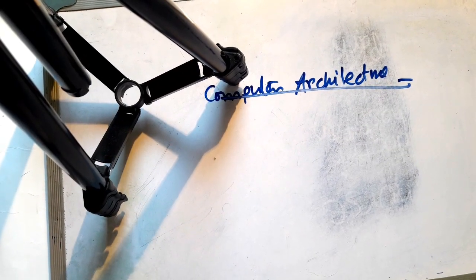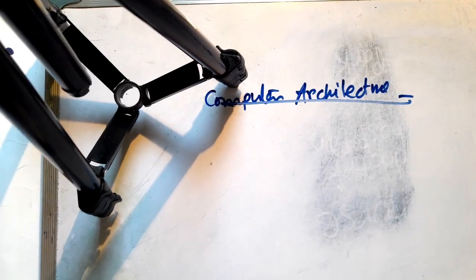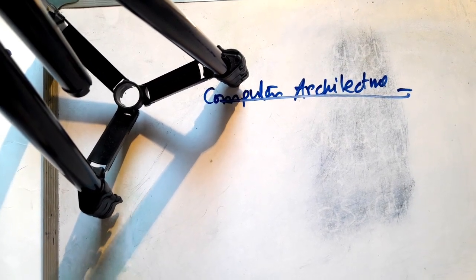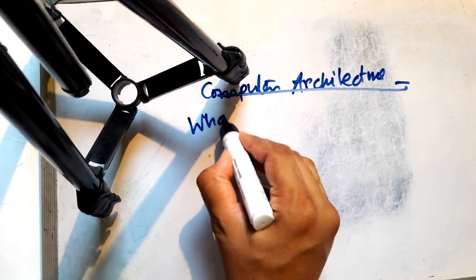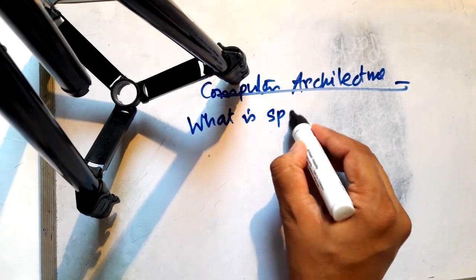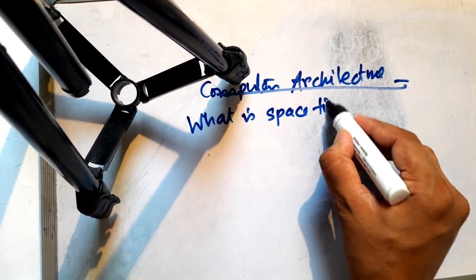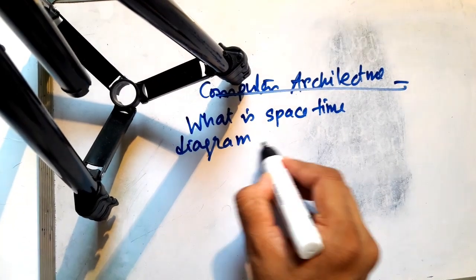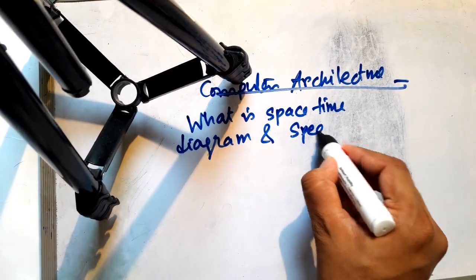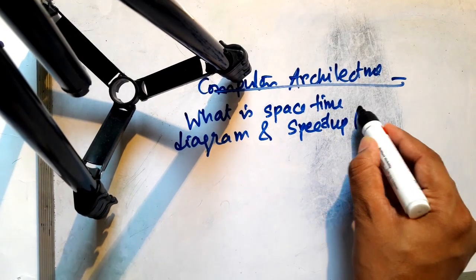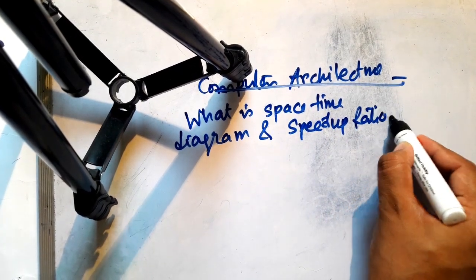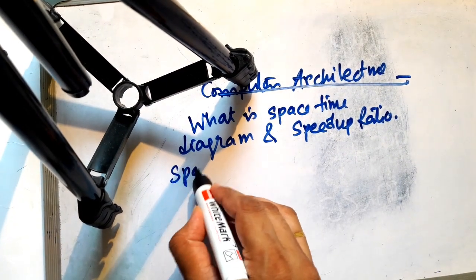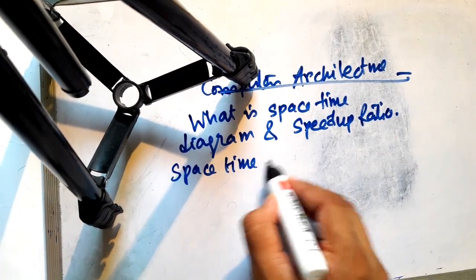Hello everybody, I am going to discuss the subject computer architecture and topics pipelining and parallel processing. Today's topic is what is space-time diagram and speed up ratio. First of all, space-time diagram.